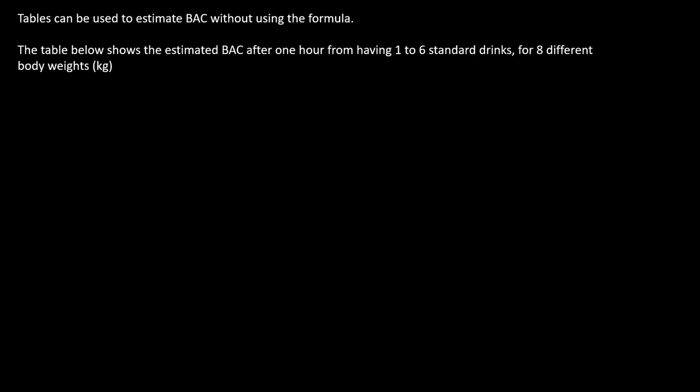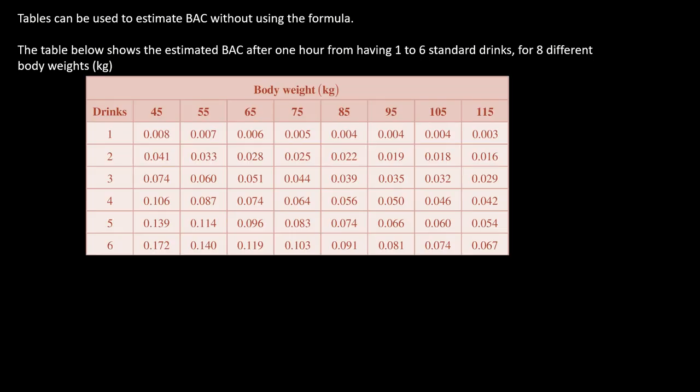Tables can be used to estimate BAC without using the formula, so that skips a step for you. The table below shows the estimated BAC after 1 hour from having 1 to 6 standard drinks for 8 different body weights in kilograms. So we can read this table pretty easily.